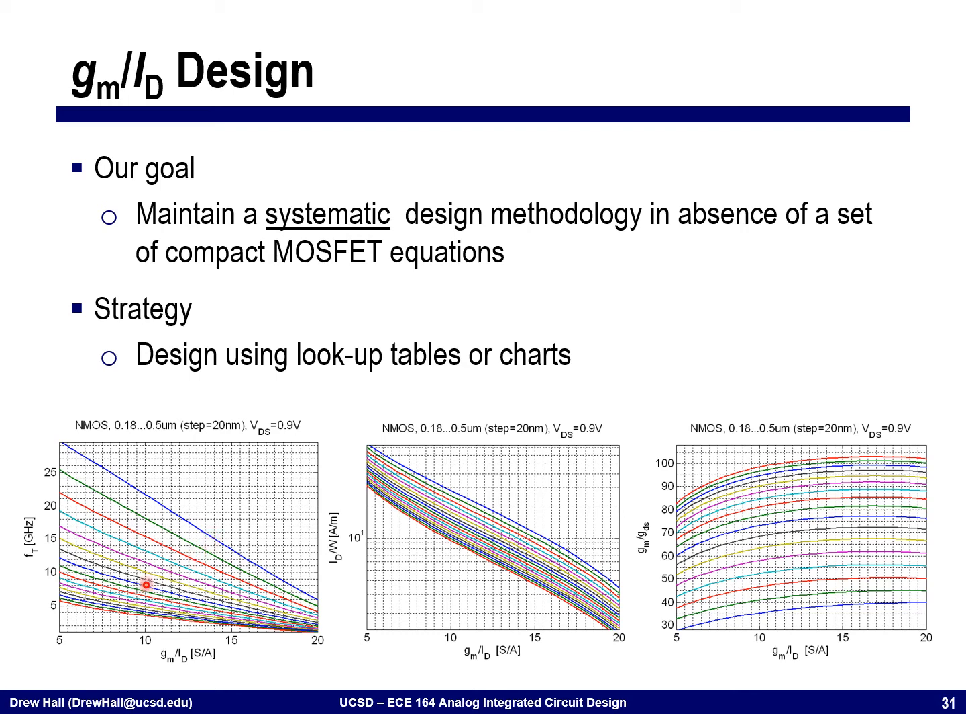And so the tables that we'll work on are FT versus GM over ID, ID over W versus GM over ID. ID over W is what's called the current density. This tells us how large we need to make a device in order to carry the current. And then GM R naught as a function of GDS. Okay.